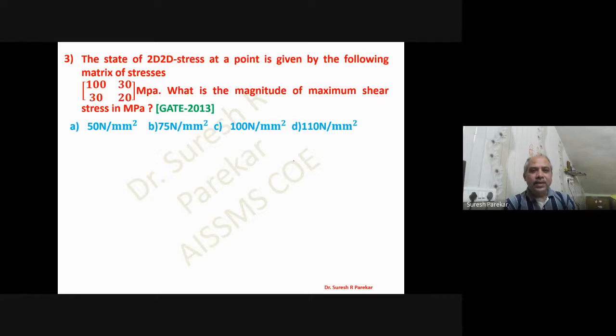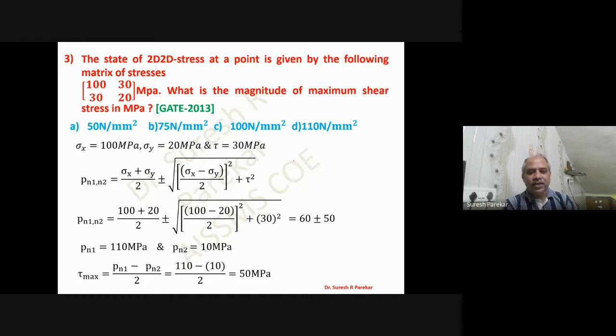Now next we have the state of stress at a point given by the following matrix of stress: 100, 30, 30, 20. So first 100 is sigma x, then 20 is sigma y, and 30 is tau xy. The question is, what is the magnitude of maximum shear stress? Again we have to find out Pn1, Pn2, and then go for tau max, Pn1 minus Pn2 upon 2. From this we are going to get 50 MPa, and that is option A.